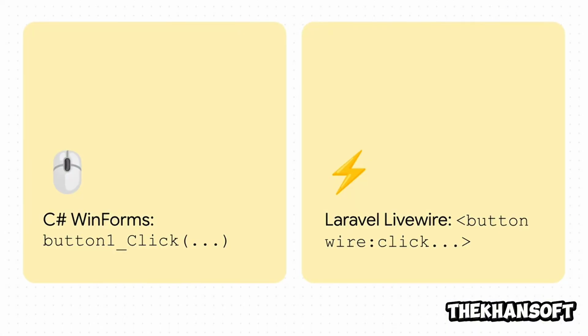Okay, for me, this was the real aha moment. In C#, what do we do? We double-click a button in the designer and boof, Visual Studio creates our click event handler. In the typical web world, that same simple action would mean writing JavaScript, setting up an AJAX call, handling the response. It's a whole song and dance.